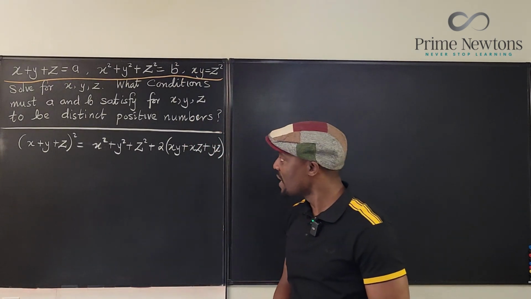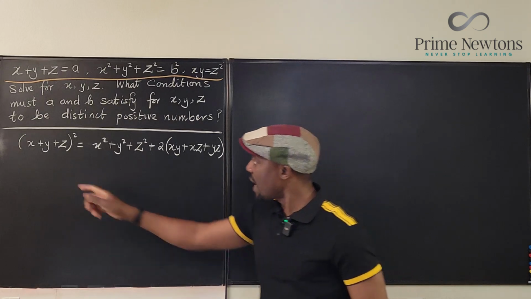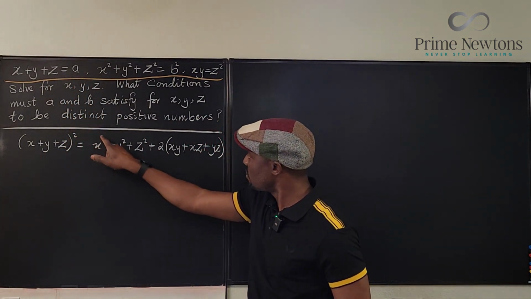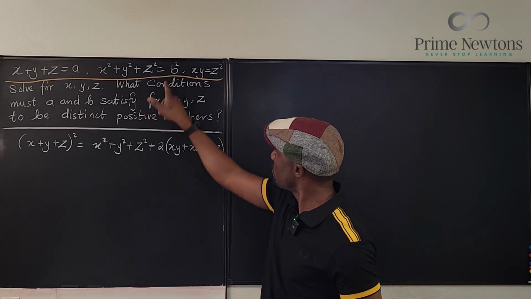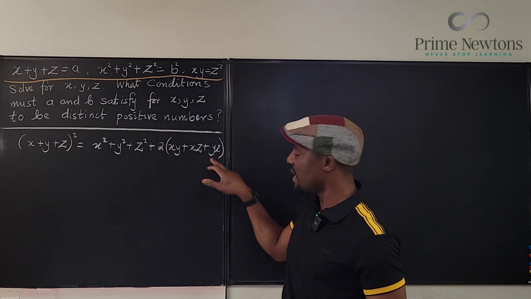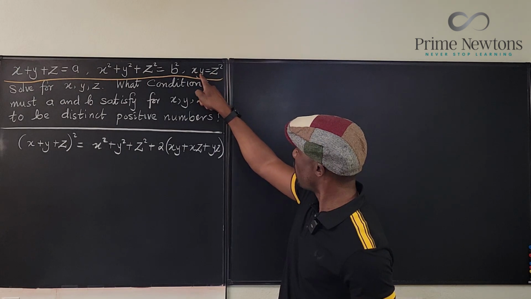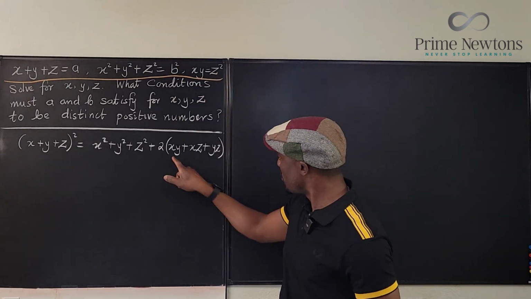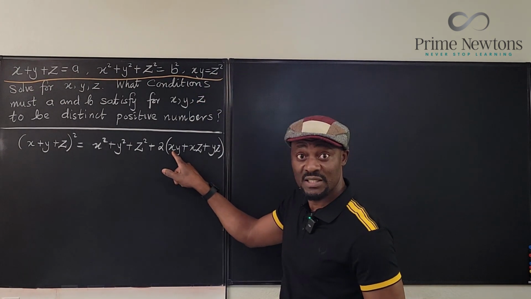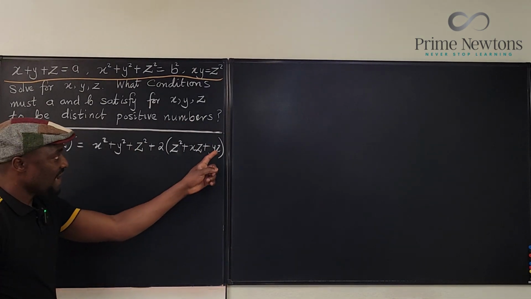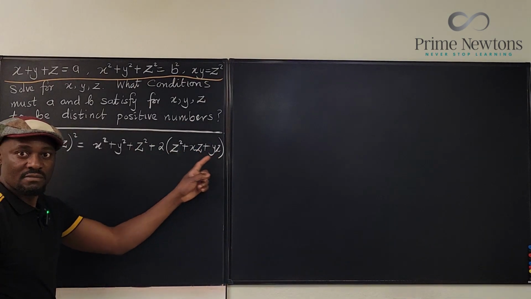Now from here, I know that x plus y plus z equals a, and I know that x squared plus y squared plus z squared equals b squared. I just need to find something for this. But if you go to the third part, it says xy equals z squared. So I'm going to go here and replace xy with z squared. Okay, now watch this. It means I can factor out z from all of them.